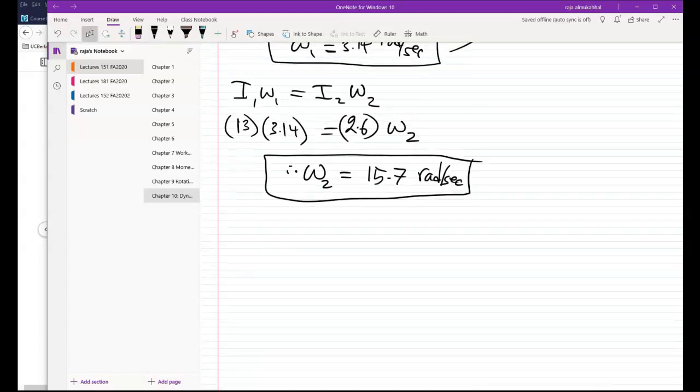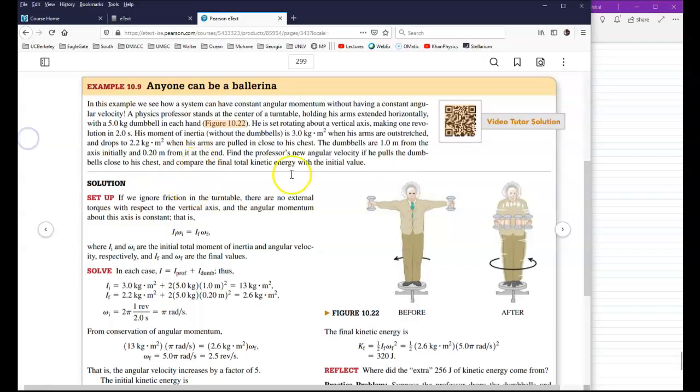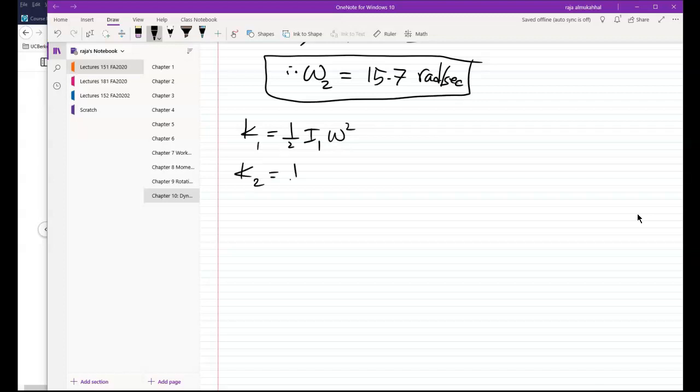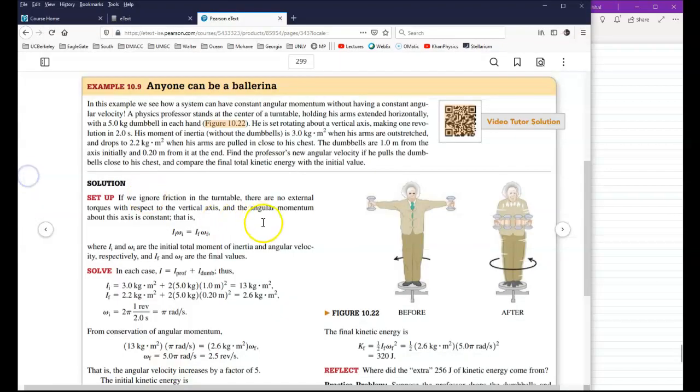Then he says, the last part, what is the kinetic energy? Is that right? Let me go back. He says, compare the final kinetic energy with the initial one. All right, that's not difficult. You think you can do it yourself. The kinetic energy, because it's rotational, is 1/2 I1 omega squared. That's initial. And then the final one is K2 equals 1/2 I2 omega squared, omega 1, omega 2 here. And then when you calculate that, I'm just going to give you the answer. So here we go. I think you did it.